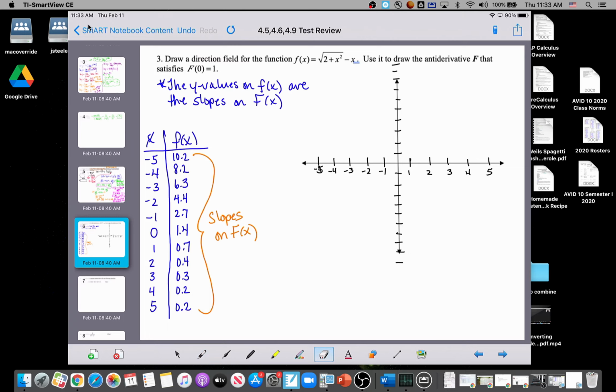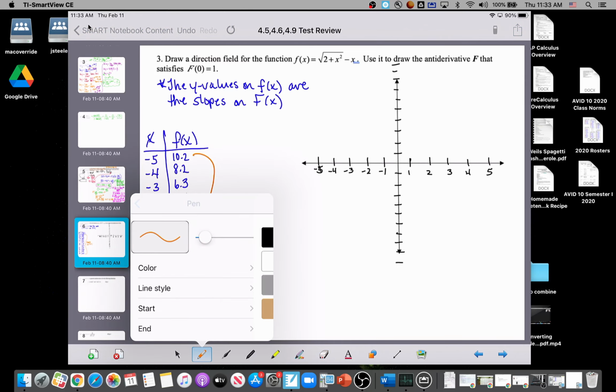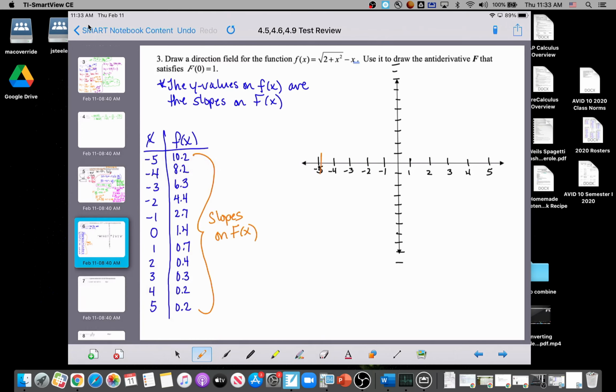For example, when x is -5, my slope is 10.2, right? So I'd be going up 10, right 1. That's a really steep slope. I'm going to do my very best to draw the steepest slope that I can without making it look like a vertical line. Basically, my slopes at -5 are very steep. And then I go down to a slope of 8.2, still quite steep, but not quite as steep as 10.2.